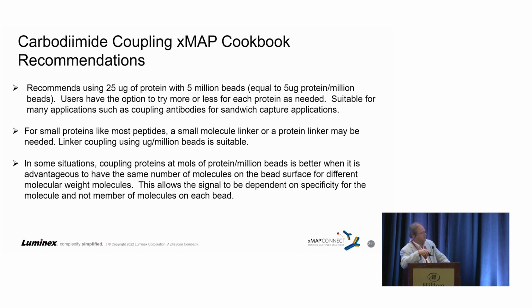Because when you're doing these molar amounts per million beads, this allows you to control the number of molecules you have per bead, so that the signal is dependent on the specificity of something reacting with those antigens and not dependent on or reflective of the number of molecules on the bead. And you'll see how that's important in a second. This type of approach is really good for a number of serological assays where you're looking, say, for an antibody titer or you're testing antibodies for their specificity to a given antigen.